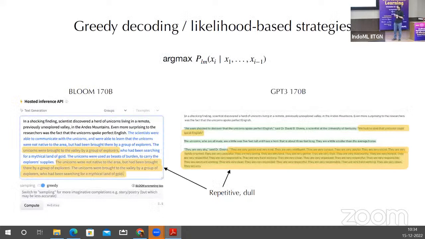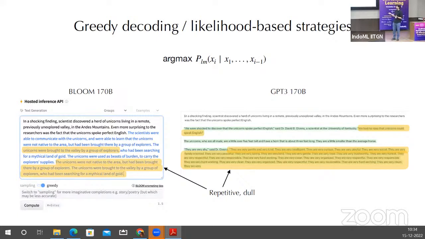First, we have the easiest possible way to decode from these models, which is greedy decoding. In any language model, you're given this conditional distribution of the next word given all of the words that you've seen before. This is a probability distribution over the vocabulary of your model. To generate a word in greedy decoding, you just choose the word that has the highest conditional probability and produce that. So it's very straightforward.